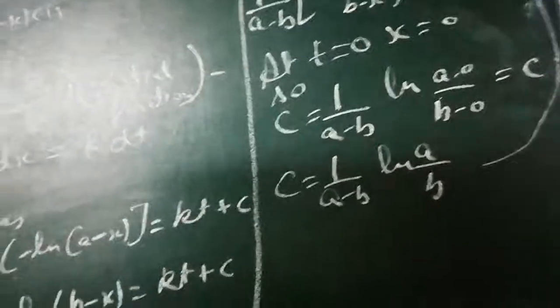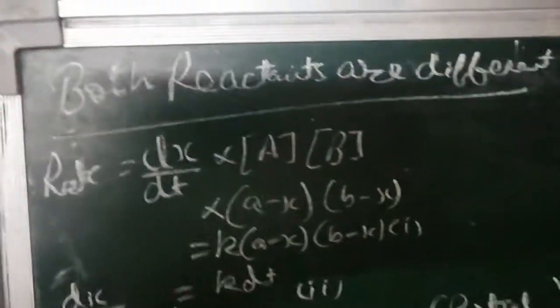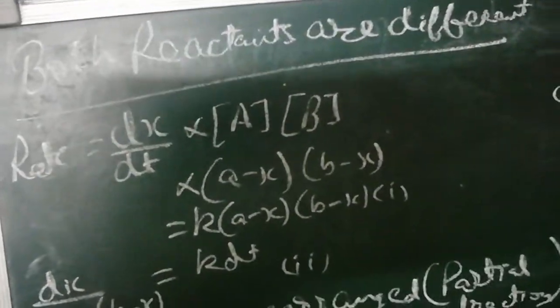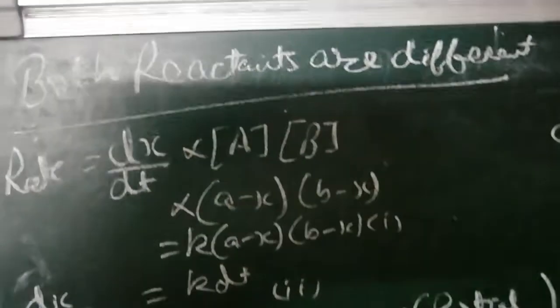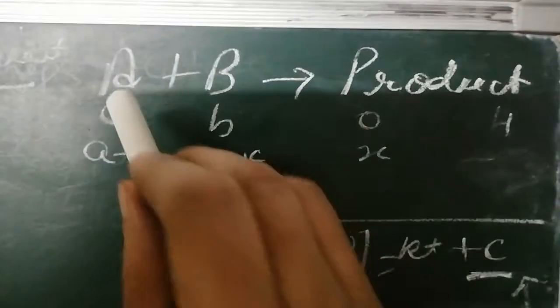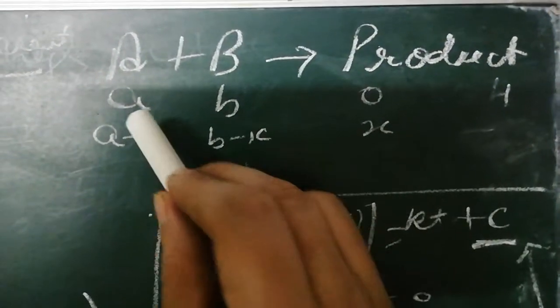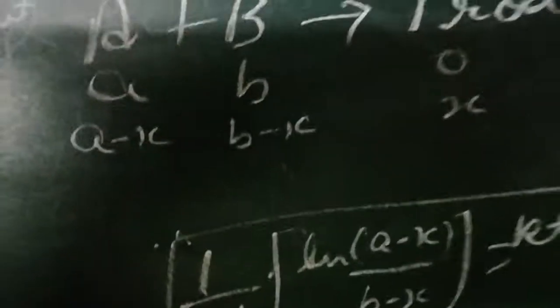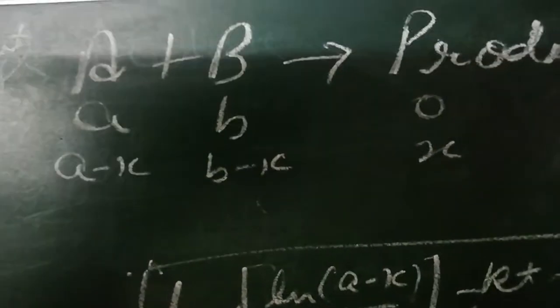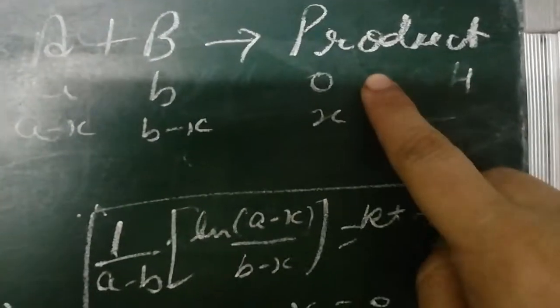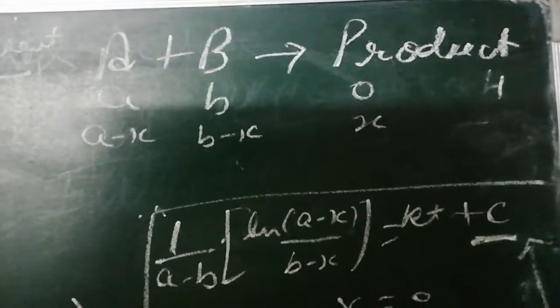So this was the first case when both the reactants are same. Now we will discuss the second case when both the reactants are different. So when both the reactants are different, our equation is A plus B gives us product. Let us suppose a is the concentration of A, small b is the concentration of B, and the number of moles of product formed at the start of the reaction is 0 moles.